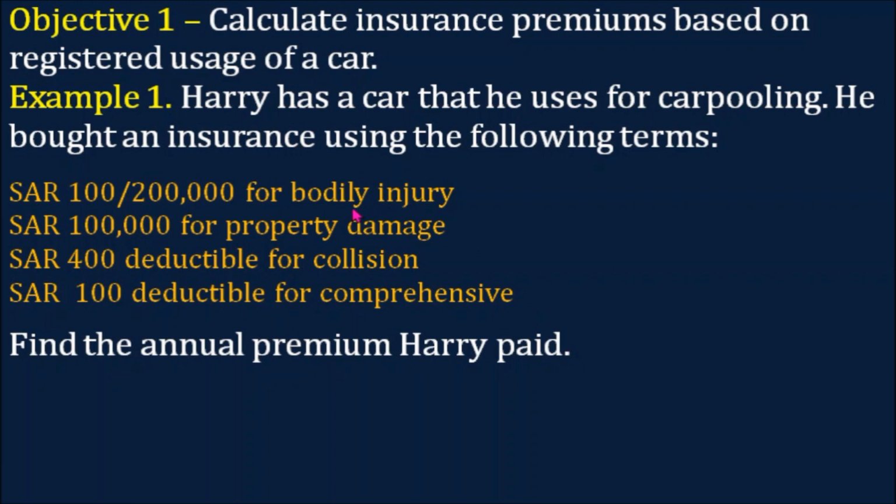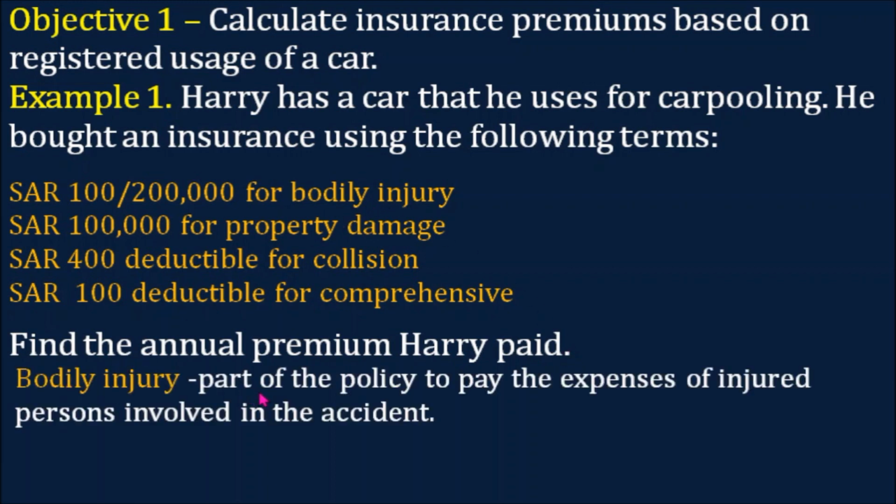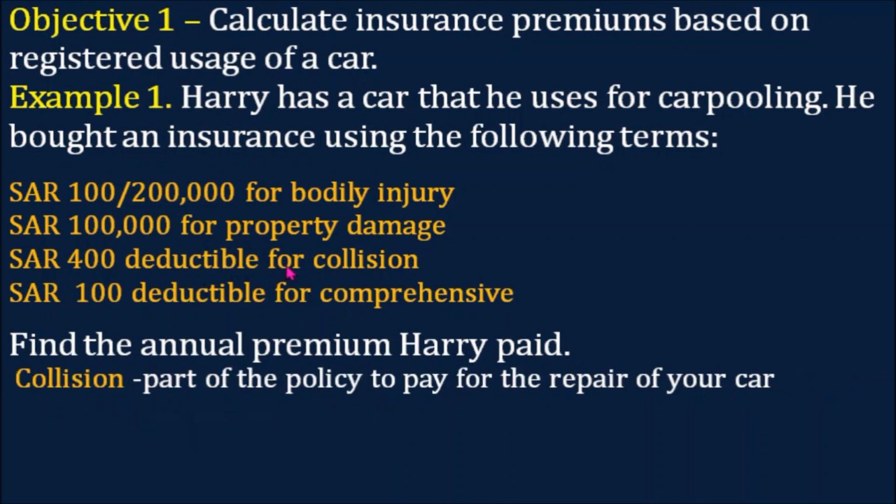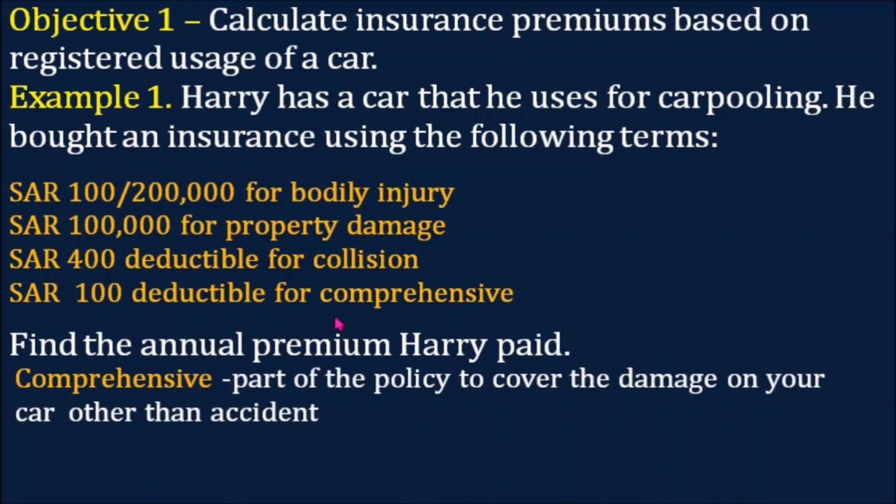So what do we mean by bodily injury? Bodily injury is part of the policy to pay the expenses of injured persons involved in the accident, while property damage is part of the policy to pay for the repair of other cars involved in the accident. Deductible for collision is part of the policy to pay for the repair of your car, while deductible for comprehensive is part of the policy to cover the damage on your car other than accident.